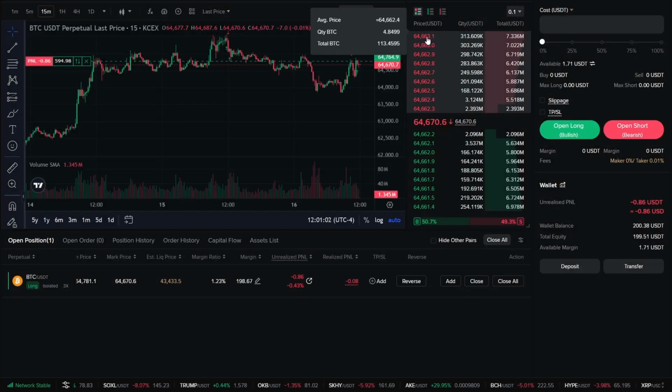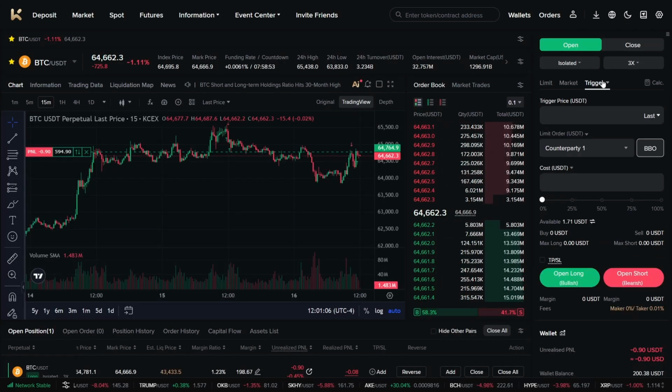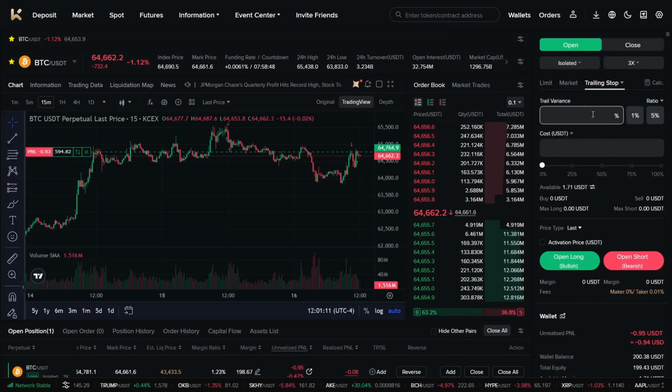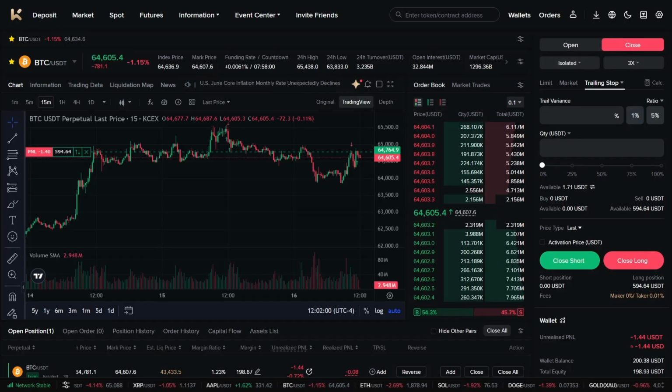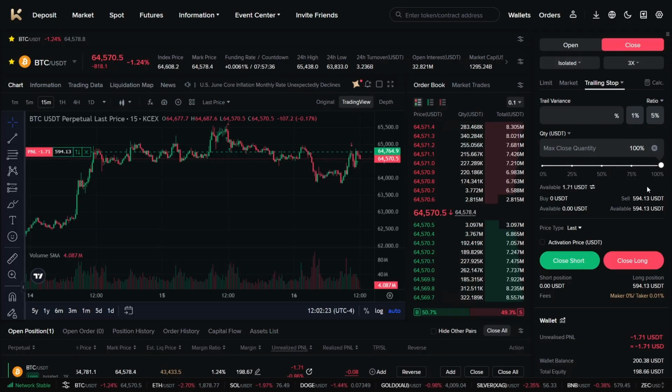The last type of order I want to show you how to do is a trailing stop order. So under trigger, click on trailing stop. The trailing stop order is a close order. So we're going to switch that. And for the quantity, we want the trailing stop order to close our entire position. Now, as we said before, a trailing stop order can manage a position as the market moves. There are two parts to the trailing stop: trail variance and activation price.